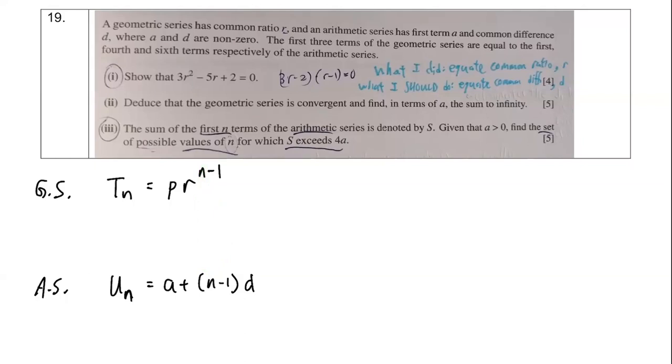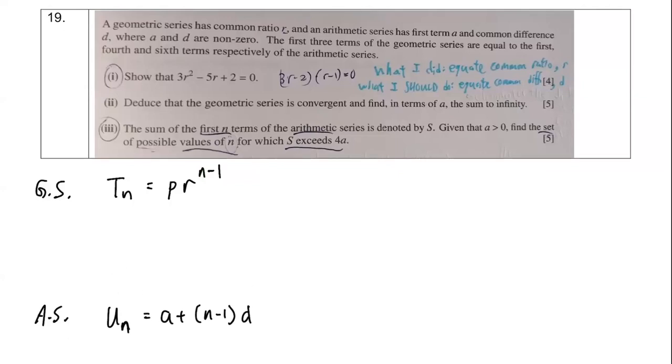So what else did they tell us? They told us the first three terms of the geometric series. Okay, first three terms, so T1, T2, and T3. Let's just write that down. T1 equals, T2 equals, T3 equals. P times r power 1 minus 1 is 0. So r power 0, which is 1. P times 1 is just P. Next is P times r power 1. Then next is T3, which is P times r power 2. Okay, good. Those are the first three terms of the geometric series. And they are equal to the first, fourth, and sixth terms, respectively, of the arithmetic series. So it will be U1, U4, and U6.